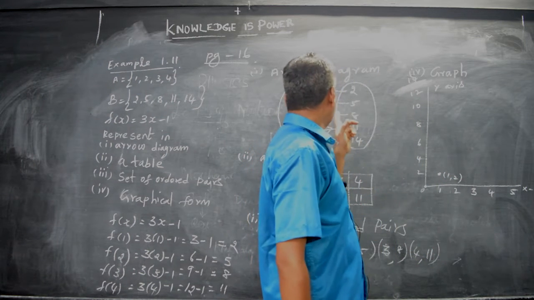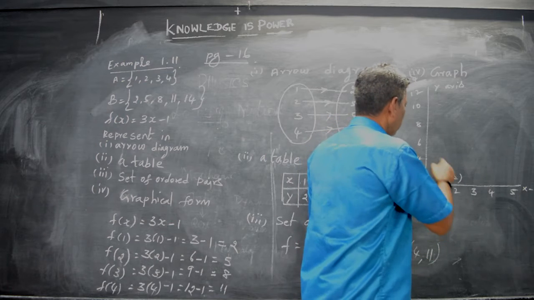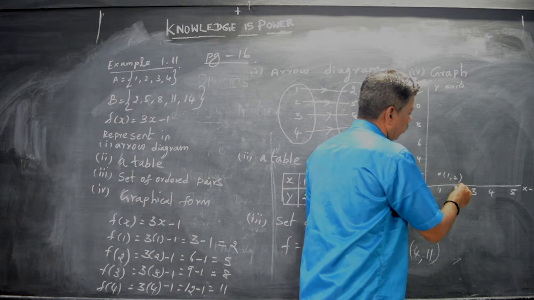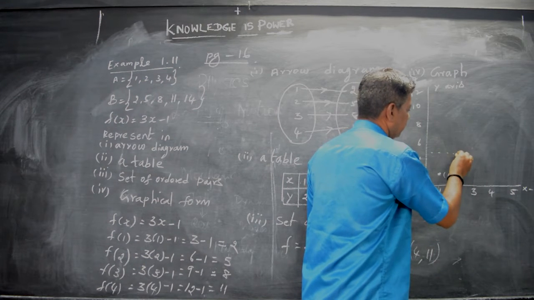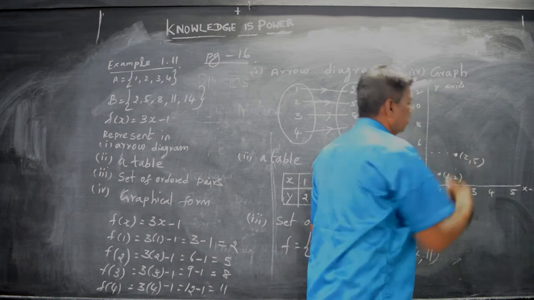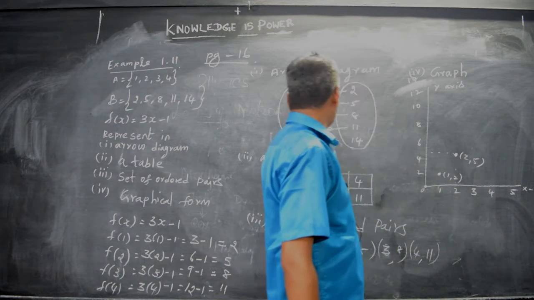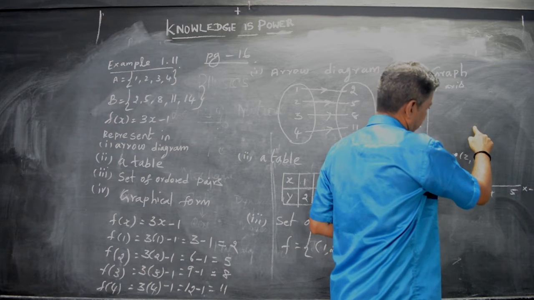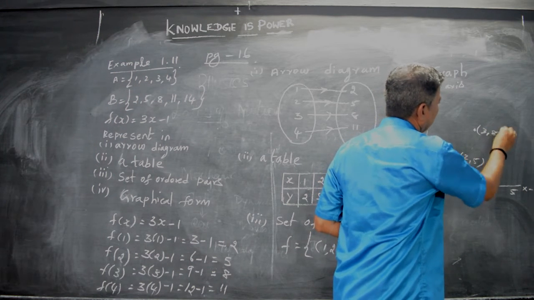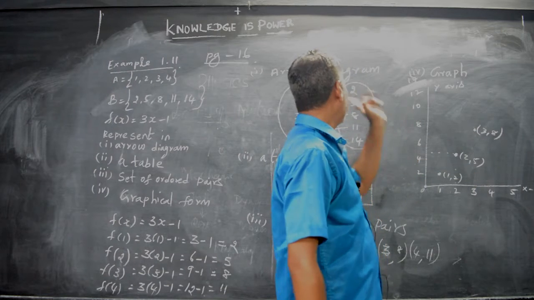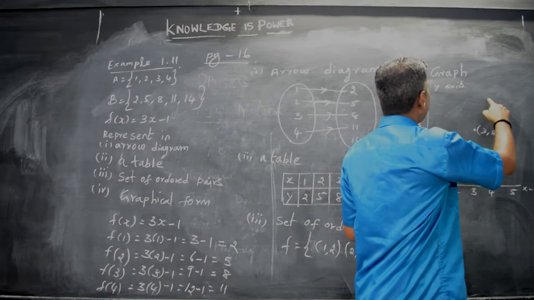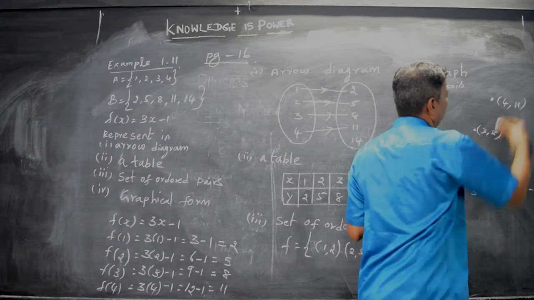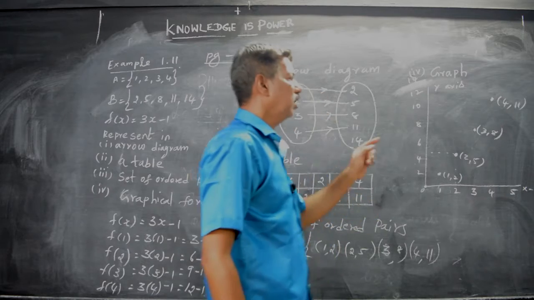Then second, if you substitute 2, what will you get? 5. Here there is no 5; it lies between 4 and 6. So in place of 2, you get 5. Okay, 2, 5. Next, the third one. If you substitute 3, what do you get? 8. So 3, 8. Like that 4, 11. 4 will be 11, between 10 and 12. 4, 11. So this is the graph.